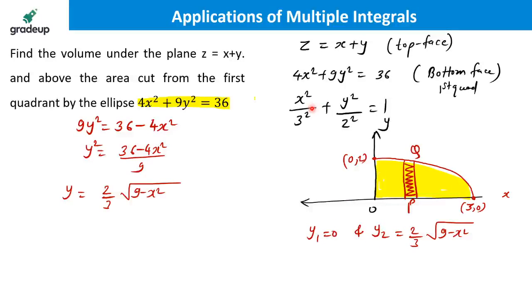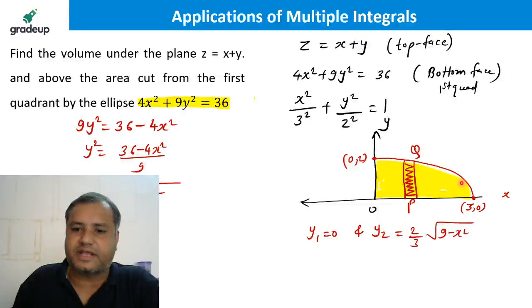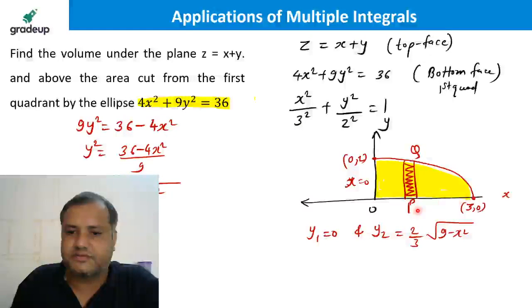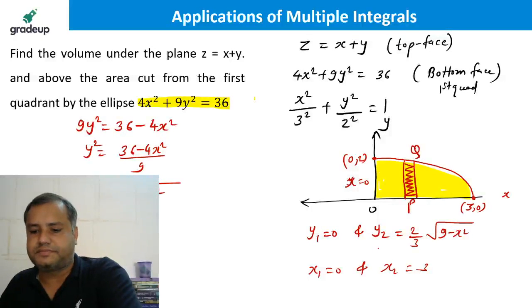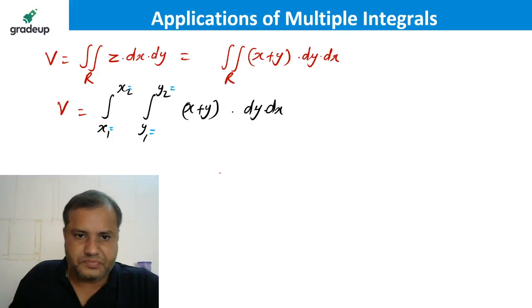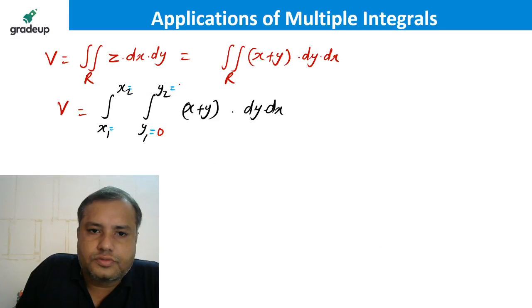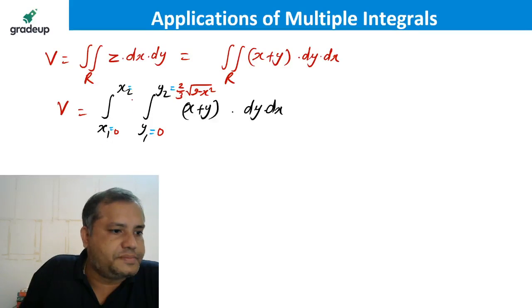Now the limits of x. So slide this vertical strip from left extreme to right extreme. Left extreme means x equal to 0 and here x equal to 3. So we got the limits: y from 0 to 2 by 3 root of 9 minus x square, and x from 0 to 3.